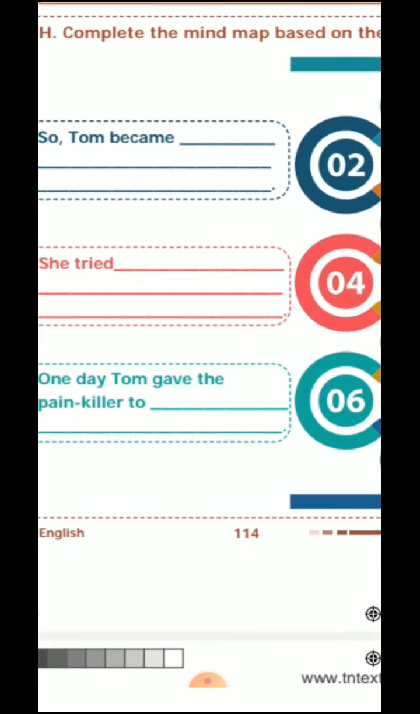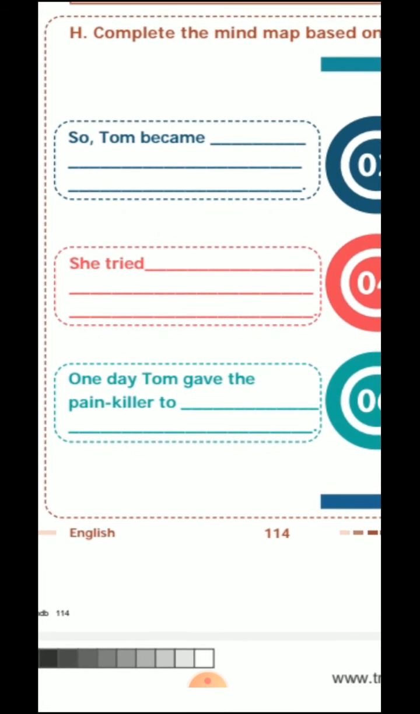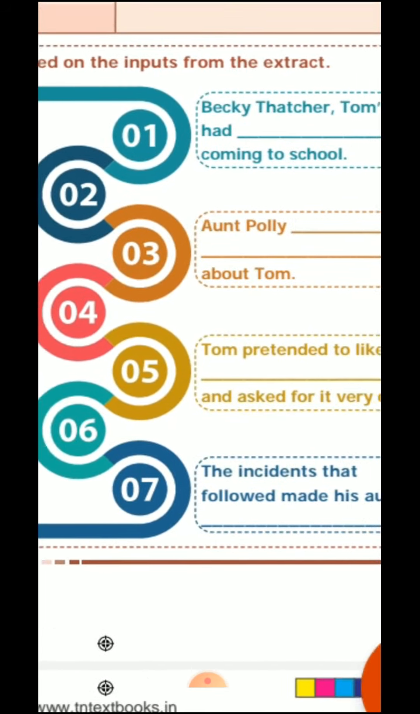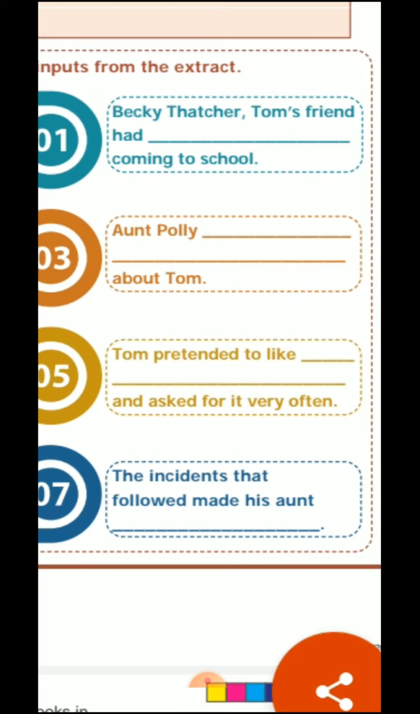So Tom became dash. She tried dash. One day Tom gave the painkiller to dash. Becky Thatcher, Tom's friend, had dash coming to school. Aunt Polly dash about Tom. Tom pretended to like it and asked for it very often. The incidents that followed made his aunt dash.